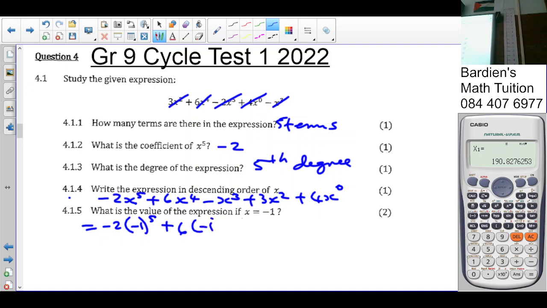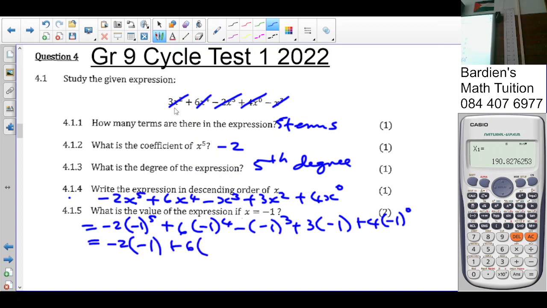So 6 into negative 1 to the 4 minus negative 1 to the cube plus 3 into negative 1 plus 4 times negative 1 to the 0. At that point, you could have also said that anything to the power 0 is 1, and you could have just added in 4 anyway. So we're just going to simplify here, negative 2. Negative to an odd exponent is negative. 1 to the 5 is 1. Plus 6 into negative 1 to an even exponent will be positive. 1 to the 4 is 1 minus negative 1 to the cube is negative 1.